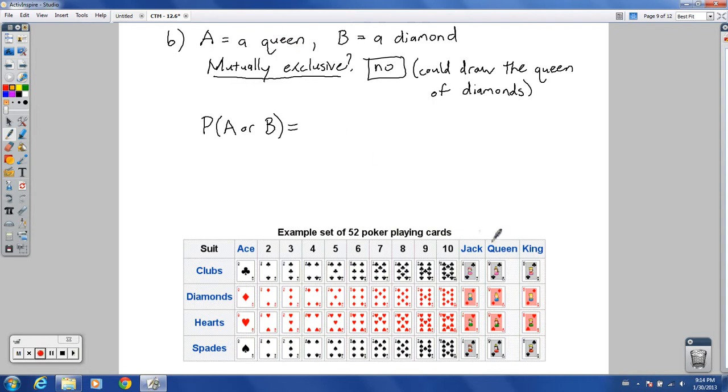So the probability of a queen, there are 4 queens out of 52. If you say 1 out of 13, that also works. But we're going to keep it out of 52 right now. So 4 out of 52.